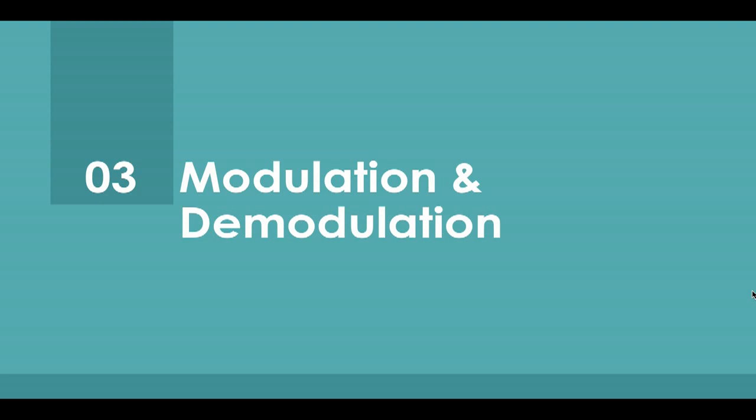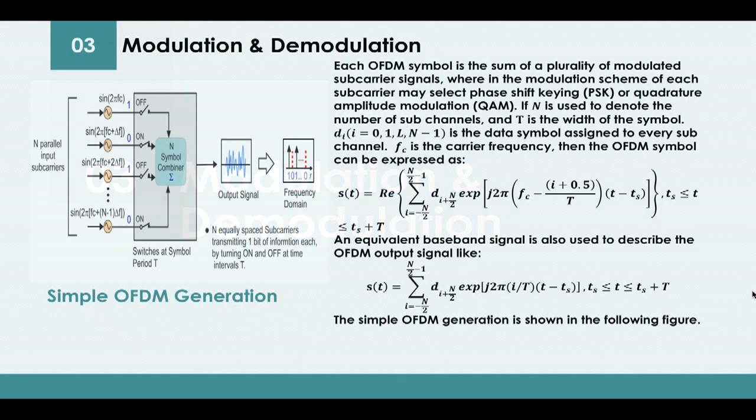Then we'll introduce the modulation of OFDM. The picture shows OFDM symbol generation. Each OFDM symbol is the sum of a plurality of modulated subcarrier signals, where the modulation scheme of each subcarrier may select PSK or QAM, and the following equations can express the OFDM symbol.